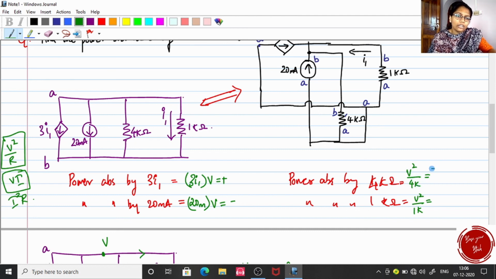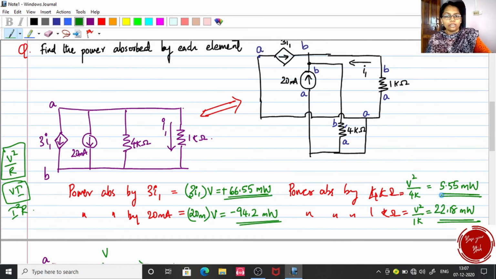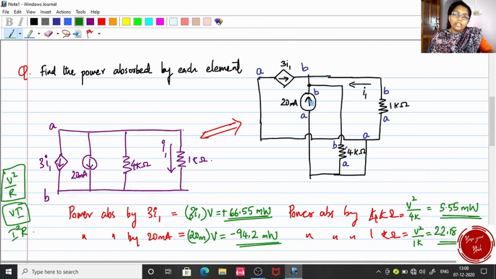Here negative 4.71 the whole square, so it becomes positive, over 4 into 10 raised to 3. Here also negative 4.71 whole square by 10 raised to 3. And now let me substitute the values. So here are the values, and this is how we reduce a complex circuit and continue with KCL problems.